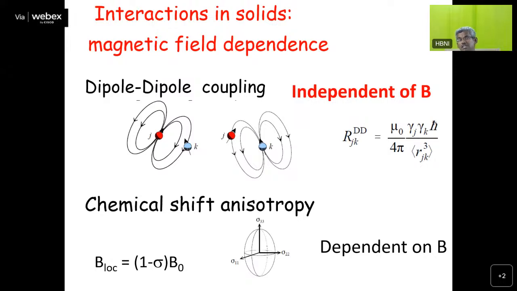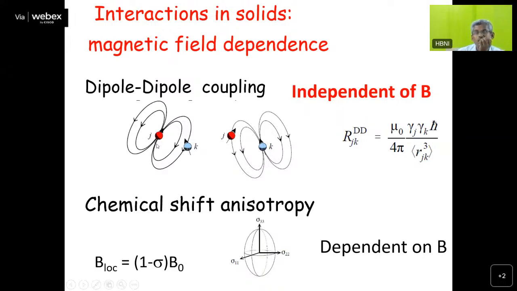But what is the dependence of dipole-dipole coupling on the magnetic field? Can I reduce or increase this dipole-dipole coupling constant by varying the magnetic field? Suppose I have a 300 megahertz machine, a 500 megahertz machine and a 900 megahertz machine in the same lab. Can we reduce the dipole-dipole coupling by recording the spectrum under different magnetic fields? The answer is no. Because if you see the dipole-dipole coupling at the classical level, it is nothing but two magnets, J and K.